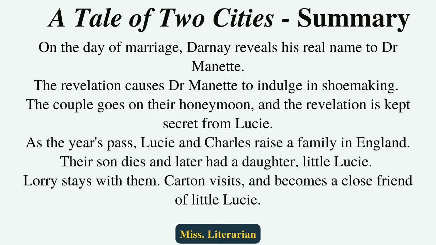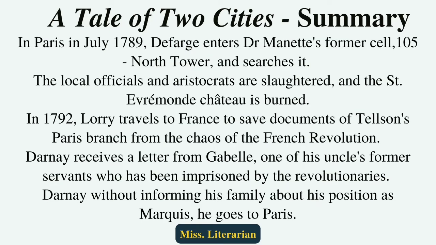of Little Lucie. In Paris, in July 1789, the Defarges help to lead the storming of the Bastille, which is a symbol of royal tyranny. The Defarges enter Dr. Manette's former cell, number 105. They search the cell thoroughly, and throughout the countryside, many officials and other representatives of the aristocracy are slaughtered, and Saint Evrémonde chateau is burnt to the ground.